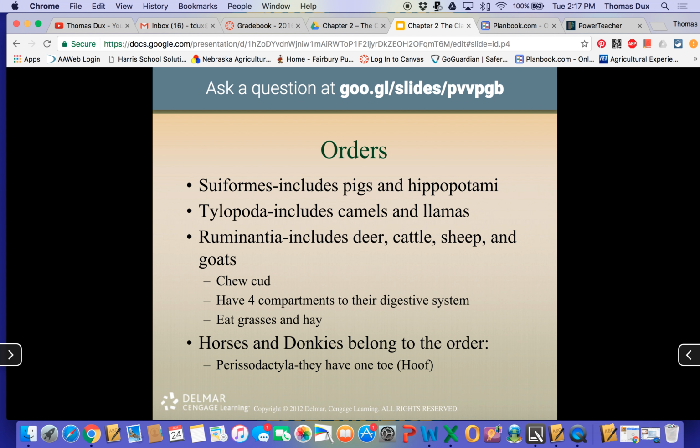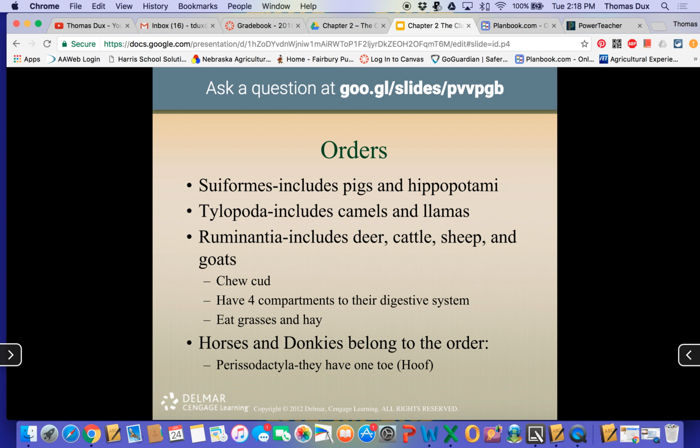Ruminantia. Think of ruminant. There's ruminant and non-ruminant. Or there's polygastric or monogastric. Monogastric would be a non-ruminant. Polygastric, many stomachs, would be a ruminant animal.